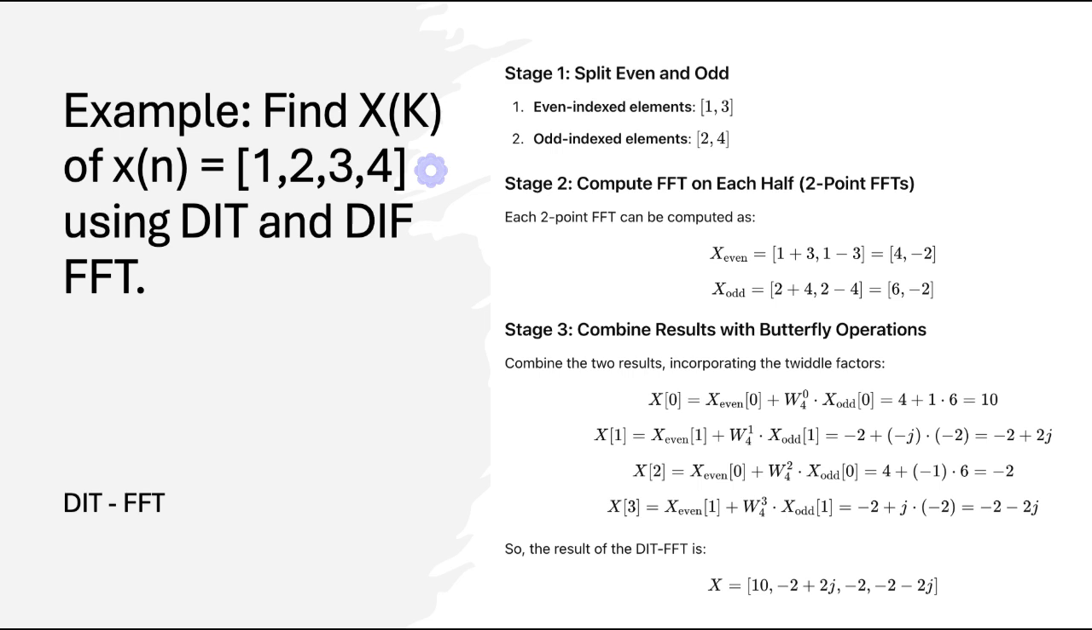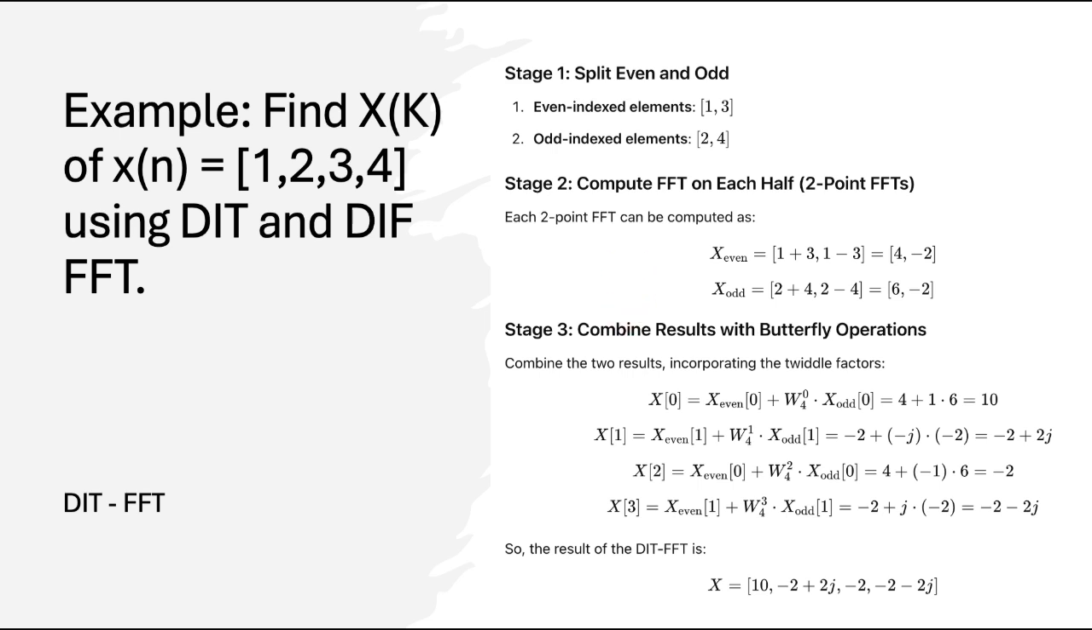The first step in the DIT algorithm is the decimation itself. Since we have 4 points, we split them by their index parity. We take the even indexed samples, indices 0 and 2. That gives us 1, 3. We take the odd indexed samples, indices 1 and 3. That gives us 2, 4. We've now broken our 4-point problem into 2 2-point problems.